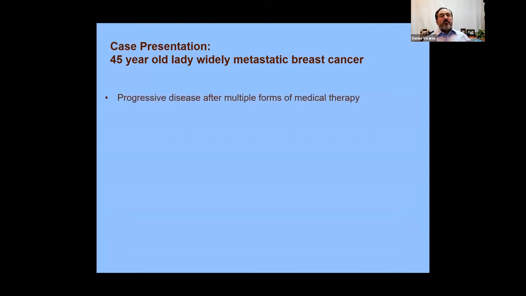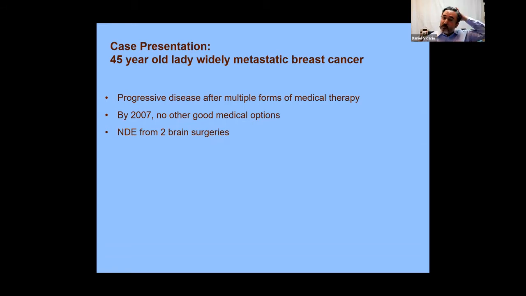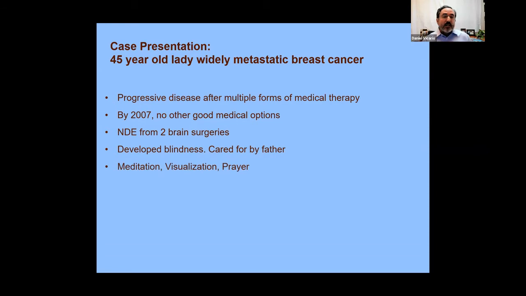Another case presentation, 45-year-old lady, progressive disease after multiple forms of therapy. By 2007, no other medical options were available. She had a near-death experience with 2 brain surgeries, developed blindness, was cared for by her father. She was basically told there was nothing else to do, to go basically on hospice. Meditation, visualization, and prayer. She surrendered. She was referred to me by Dr. David Simon from the Chopra Center.